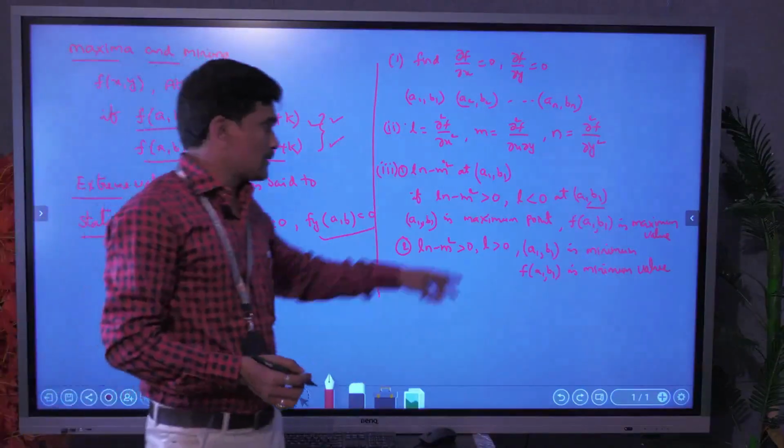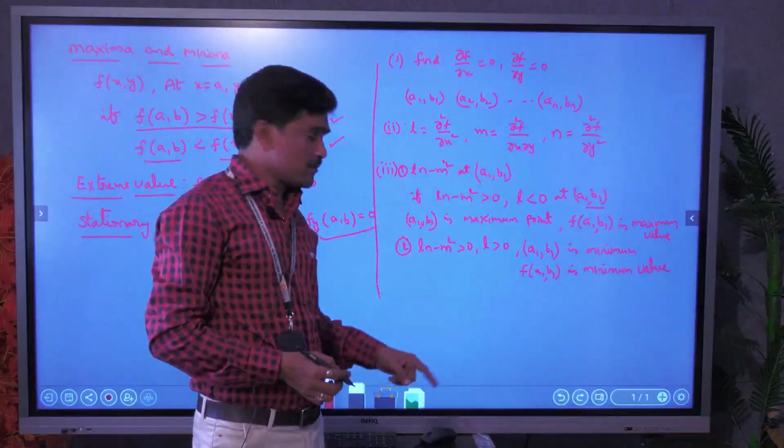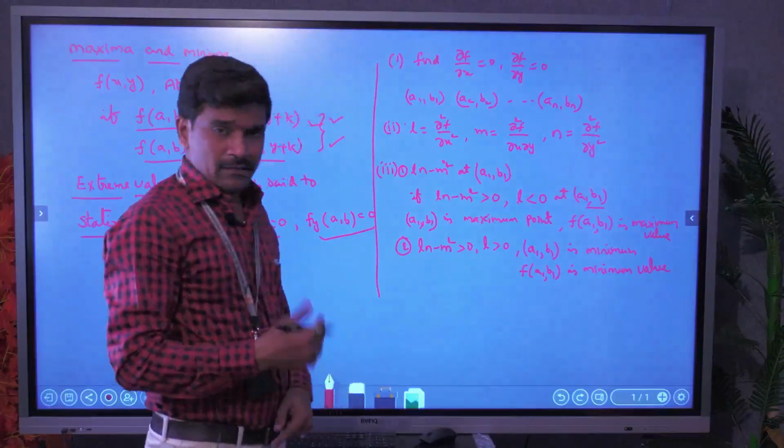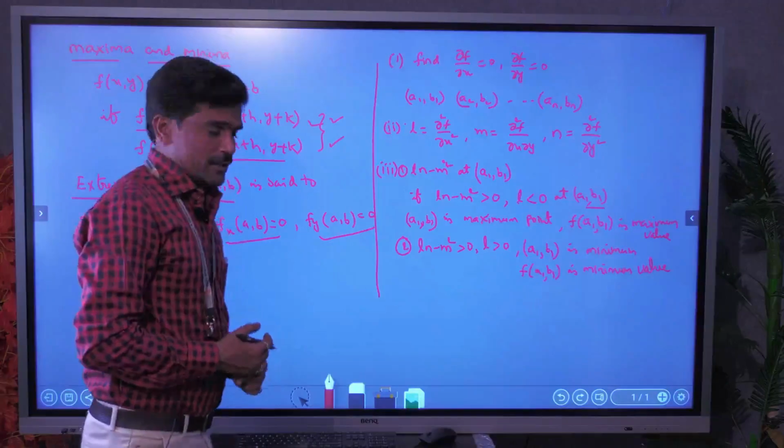ln minus m square greater than 0 and L is less than 0, then the point is a maximum point; ln minus m square greater than 0 and L is greater than 0, then the point is a minimum point.